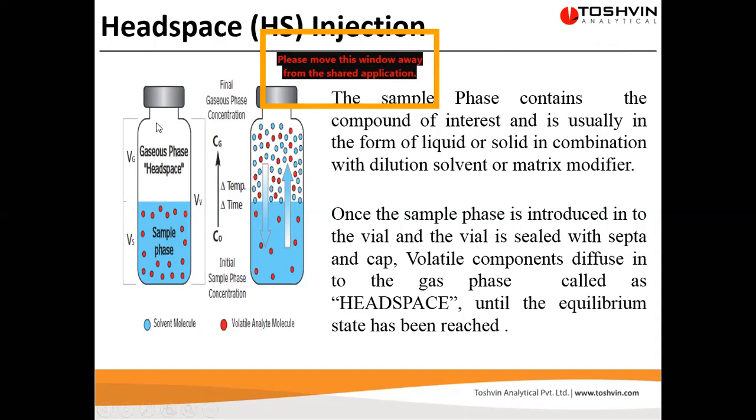Since everything is accumulating over here, this is the head of the vial. That's why the name suggests headspace. This is the space over here. So I'll just read it for you. The sample phase contains the compound of interest and is usually in the form of liquid or solid with diluent or matrix modifier. Once the sample phase is introduced, the vial is sealed with septa. Volatile components diffuse into the gas phase, called headspace, until the equilibrium state is reached, and that is injected onto your column. So that is headspace injection.